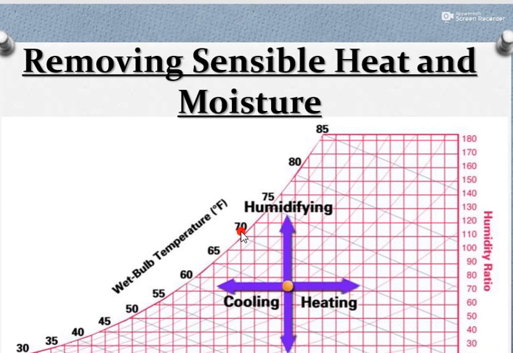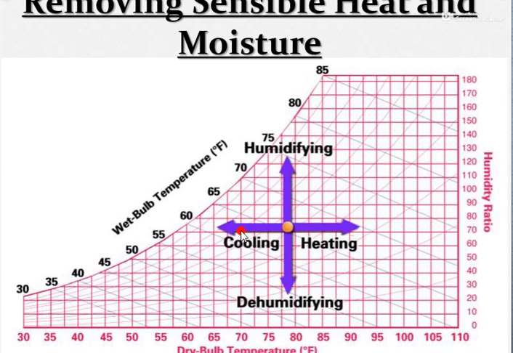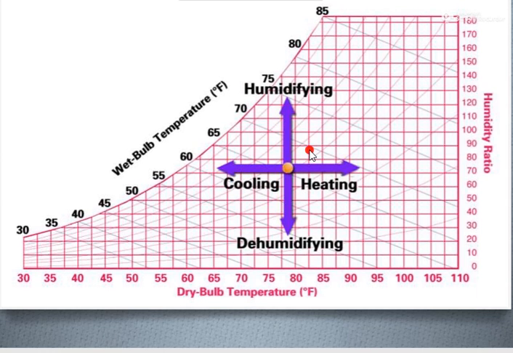Now, removing sensible heat and moisture. In this diagram, all the processes are being given. This is your psychrometric chart. We can see in the positive x direction this arrow is denoting the heating process. In the negative x direction, it is showing the cooling process. In the positive y direction, this is showing the humidification process, and in the negative y direction, it is showing the dehumidification process.